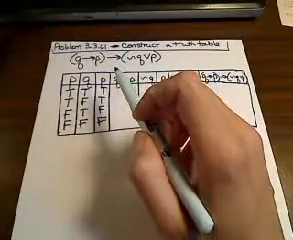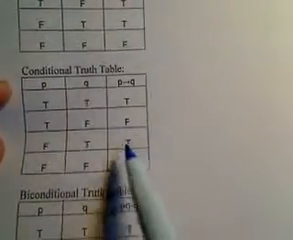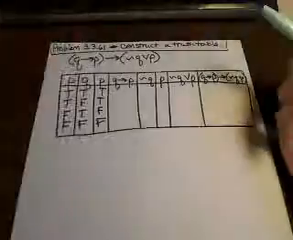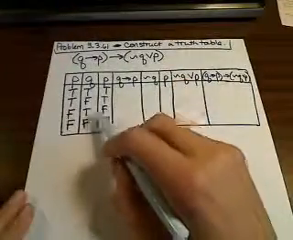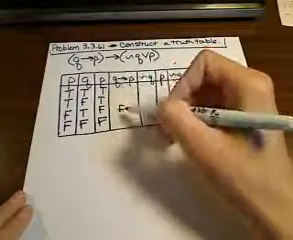Okay, so when I now look at my conditional, and here's your conditional truth table, you can see that whenever you're dealing with a true and a true on the conditional, you're going to get true. A true and a false, you're going to get false. A false and a true, you're going to get true. And a false and a false, you're going to get true. So the only time you end up with a false is when you have a true first and a false second. Okay, so let's look at that. A true first and a false second, that gives me a false for the conditional.